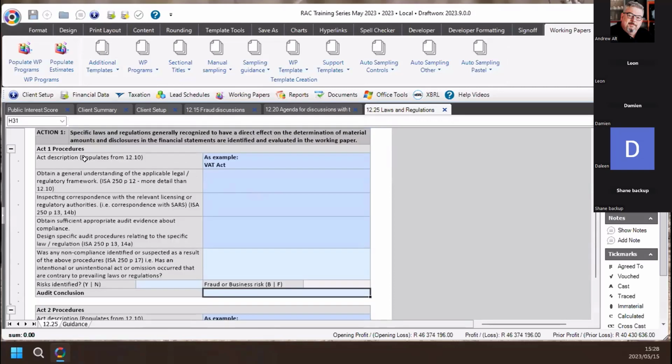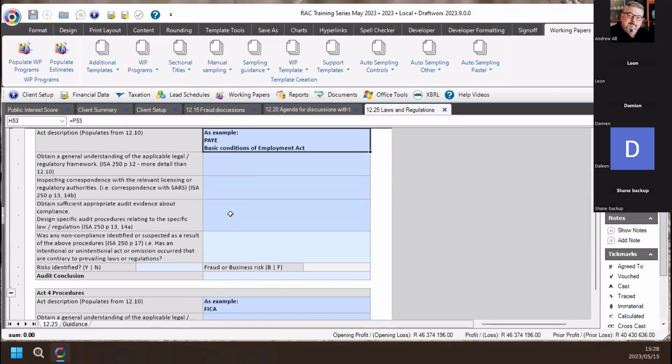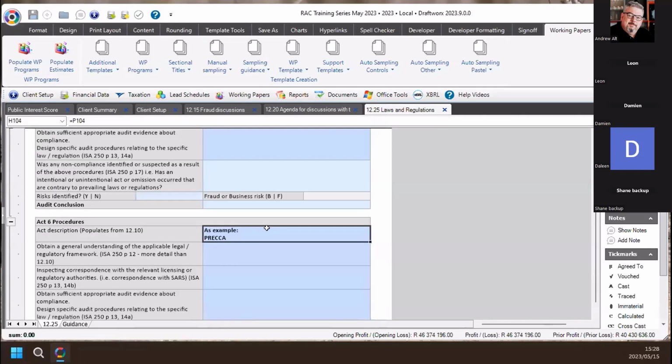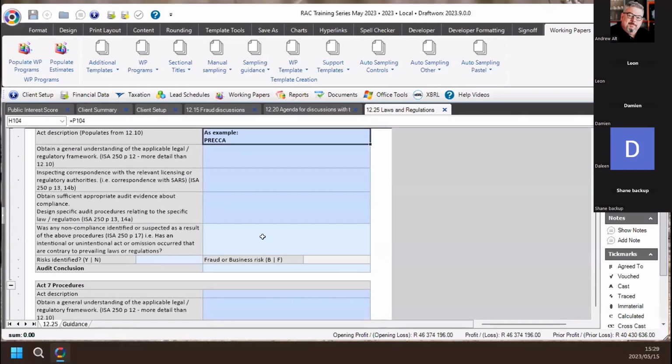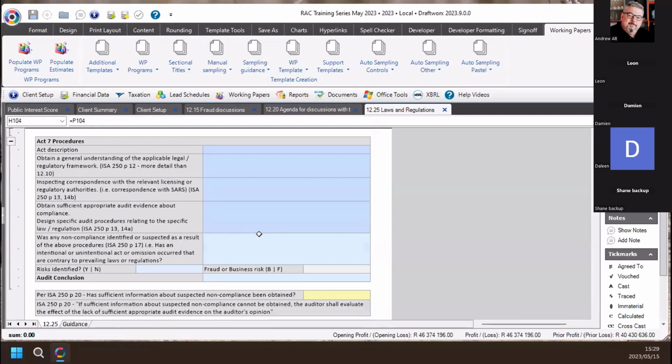And these are the steps that you need to follow for every single Act that you have identified that is applicable to this client. Complex entities, you're going to have less Acts that can have a material impact. More complex entities, it's going to be more so.